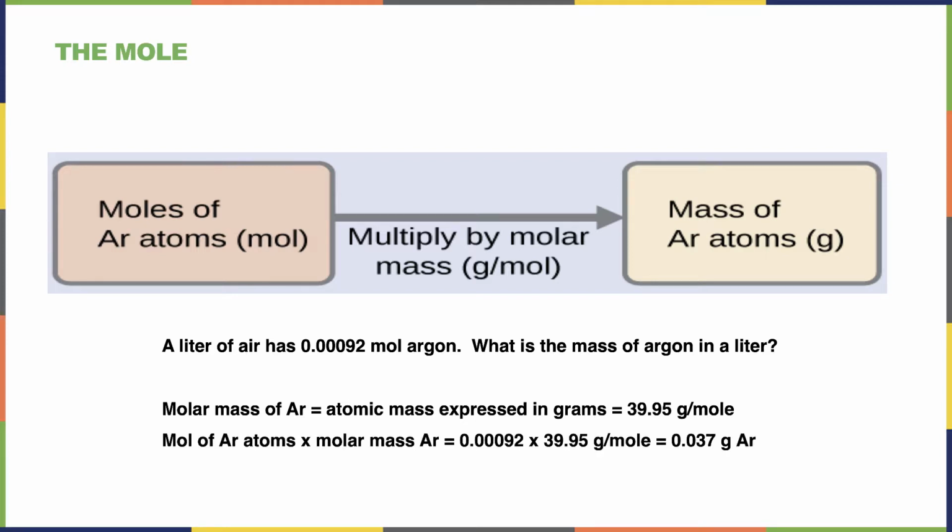Then you take the moles of argon multiplied by the molar mass, and it gives you an answer of 0.037 grams of argon. Again, if you do a dimensional analysis, you'll find that the moles cancel out and you're left with grams.